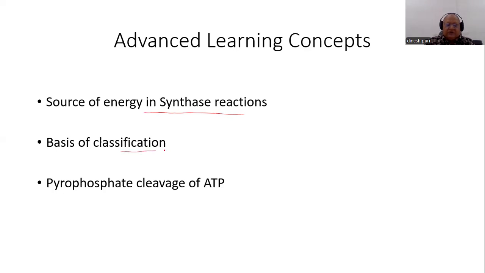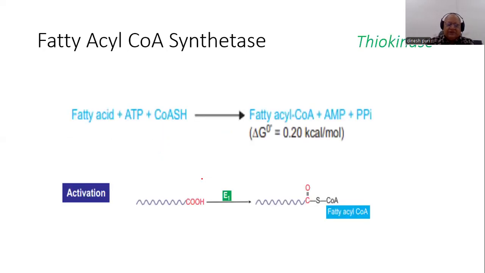What is the basis of classification? Synthetase is in class 6 and synthase in class 4, although both catalyze a condensation reaction. Then there is pyrophosphate cleavage of ATP for the activation of a fatty acid by the fatty acyl coenzyme synthetase. So these three things I would like to discuss. First, the source of energy in synthase reaction.